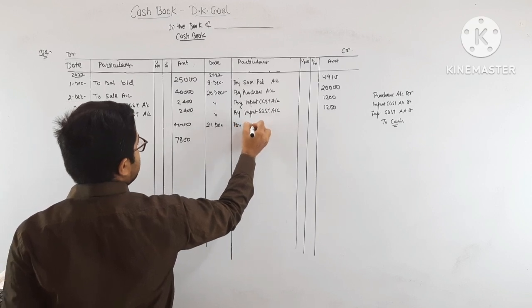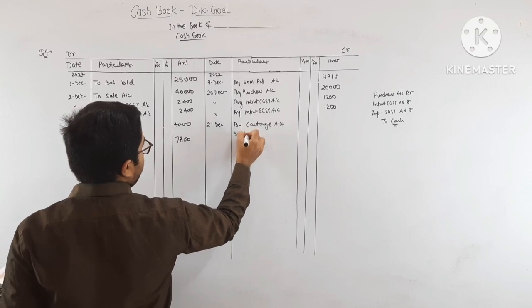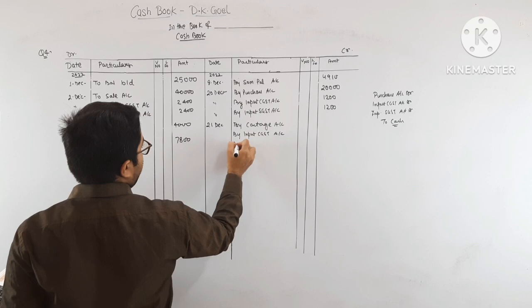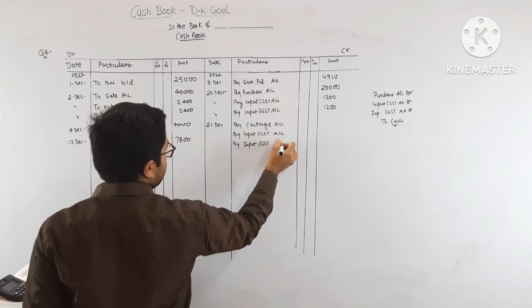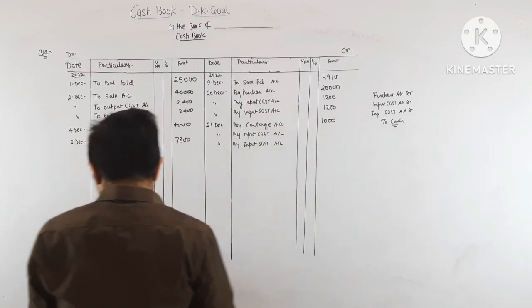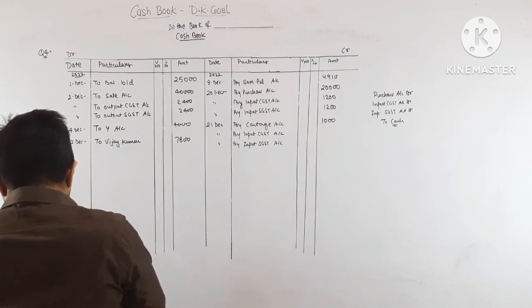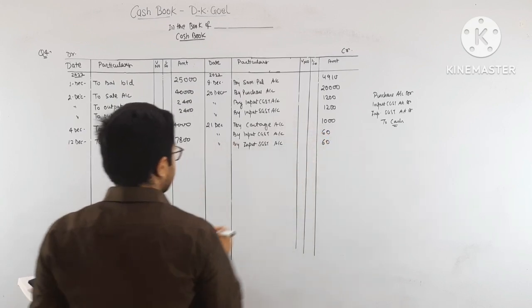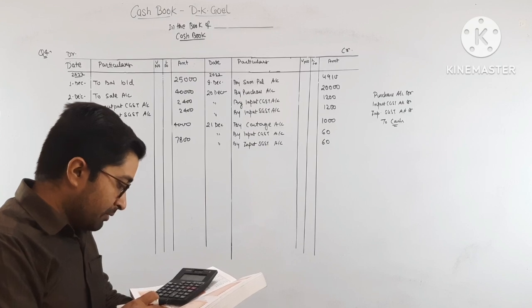By cartage account, by input CGST, by input SGST account. So the amount of cartage is 1,000, and the 6% GST will be 60 rupees. 60. Clear? Now remitted to Dharamveer and discount allowed by him 120.